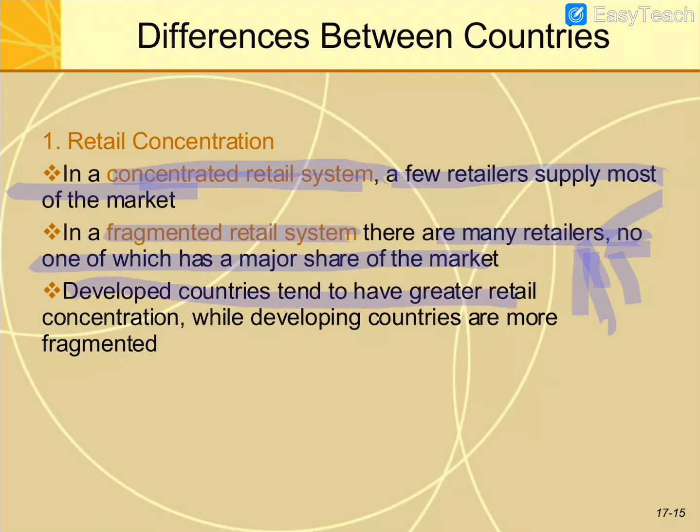So developed countries tend to have greater retail concentration, while developing countries are more fragmented. Okay, so it's normal. If you are from a developed country, normally you are the one who controls all this distribution in the world. So retail concentration refers to the market share generally belonging to the top 4 or 5 mass distribution firms present in the regional market as a percentage of the total. So this is the market where normally the big distribution firms are present in the regional market.